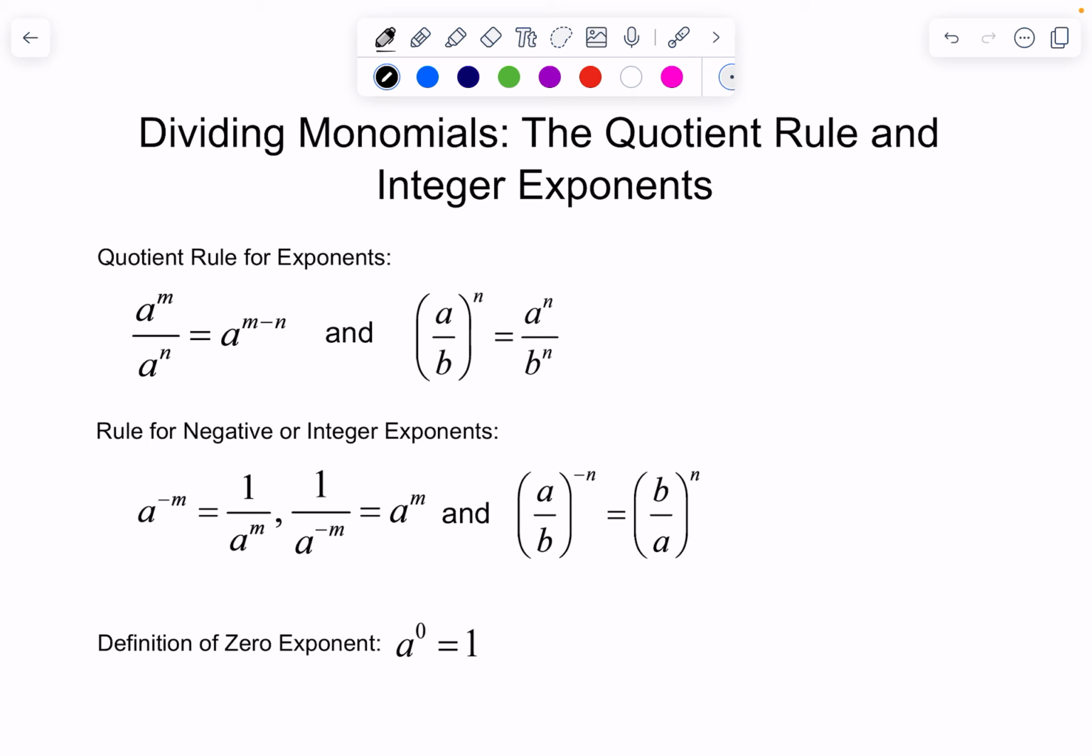Today we're going to learn how to divide monomials. So let's get right to it.